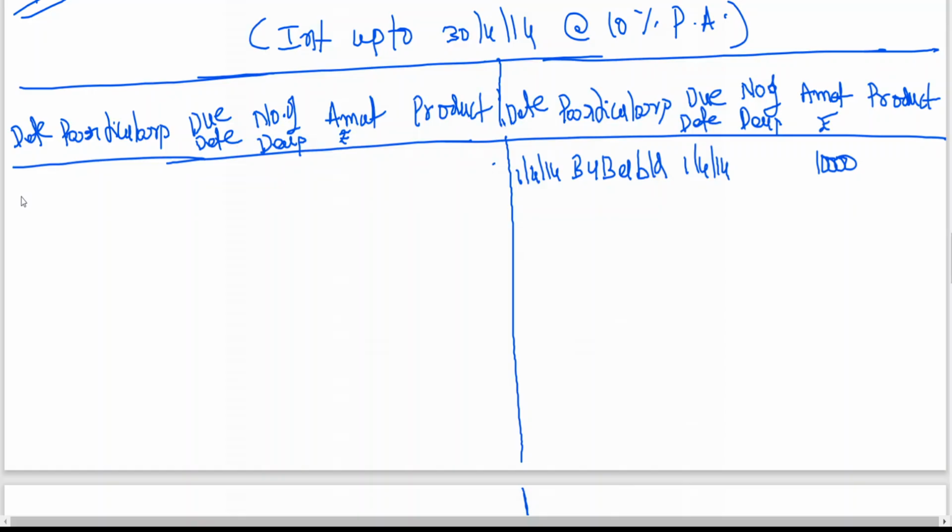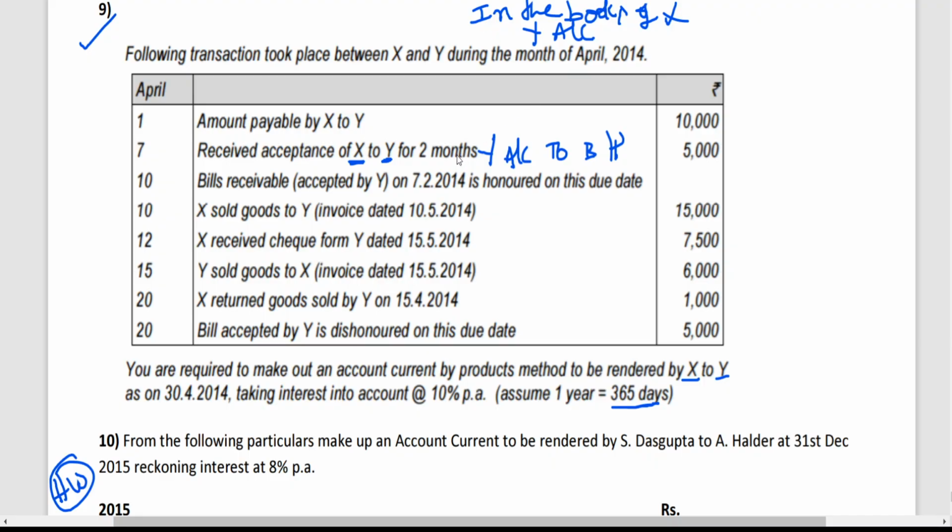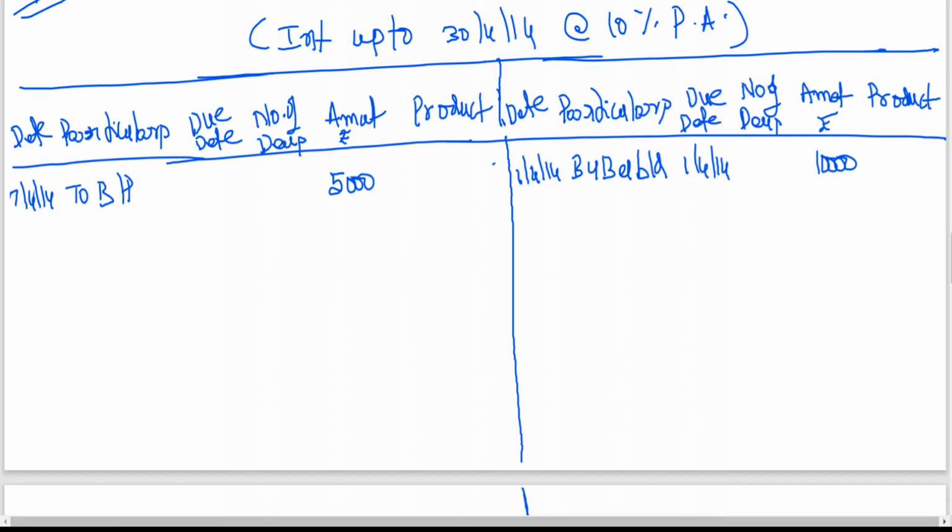Date of transaction you can see, 7th April 14, to bills payable. Amount is 5,000 rupees. Now I need to calculate the due date. The duration of the bill is 2 months. So 7th April 14, plus 3 days of grace, is coming to 10th June 14. Okay, 10th June 14.